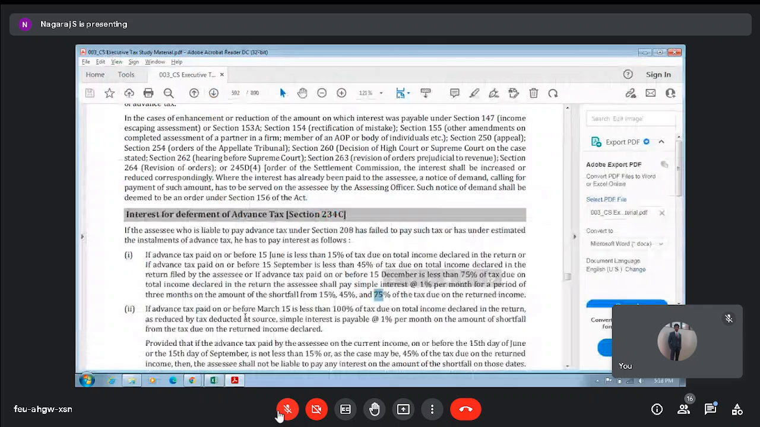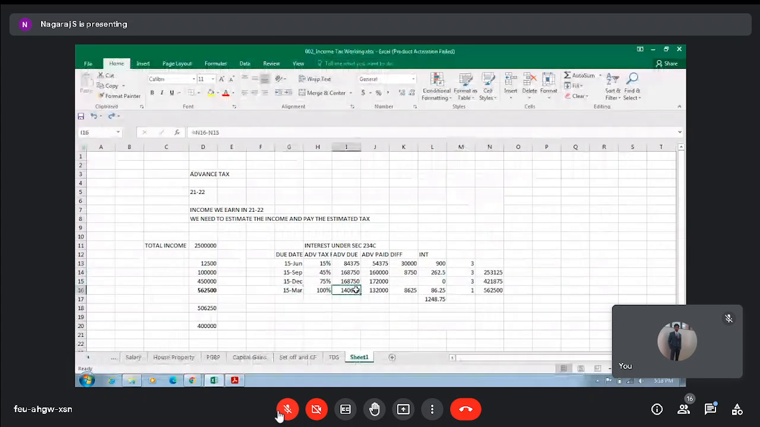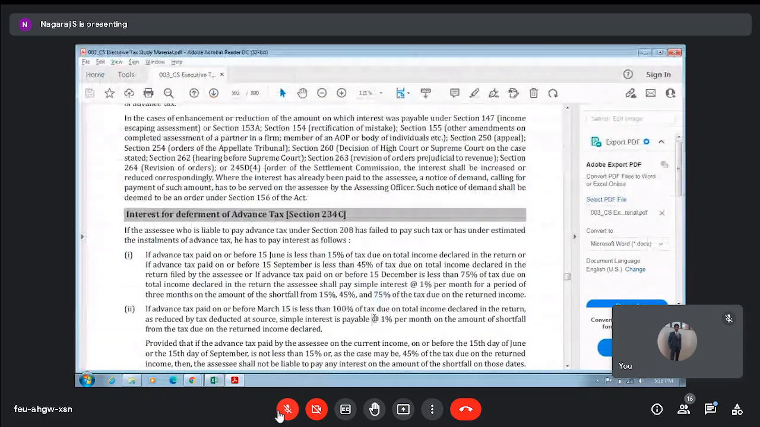Next, if the advance tax paid on or before 15th March is less than 100%. On or before 15th means this one. Less than 100%. On that difference, you will have to pay 1% per month. Only they are told 1% per month means 1 into 1%.